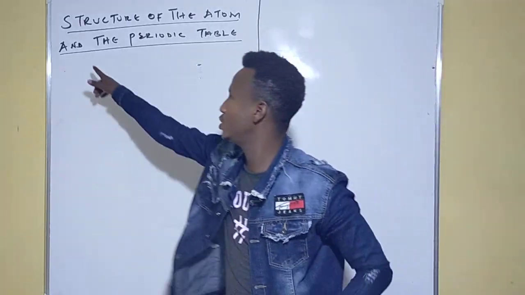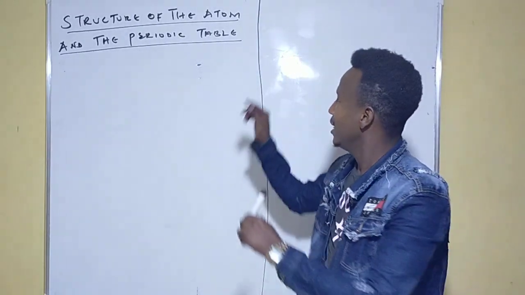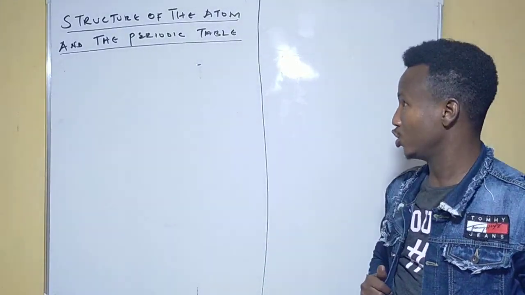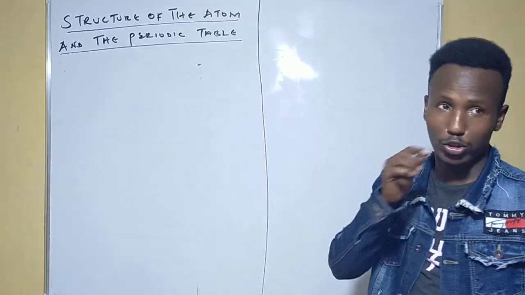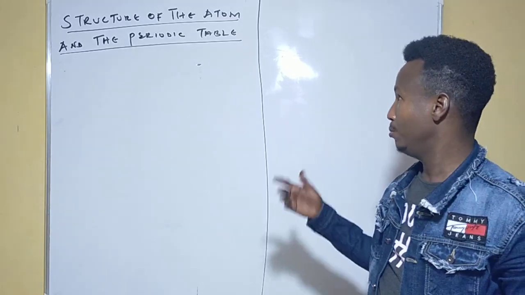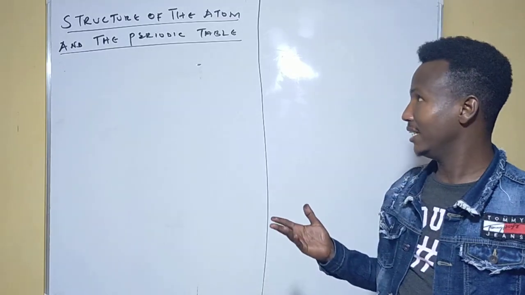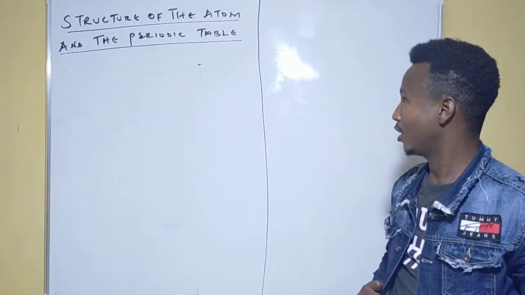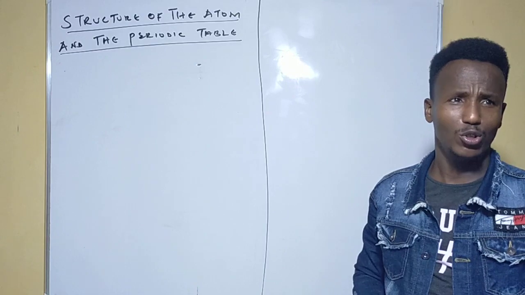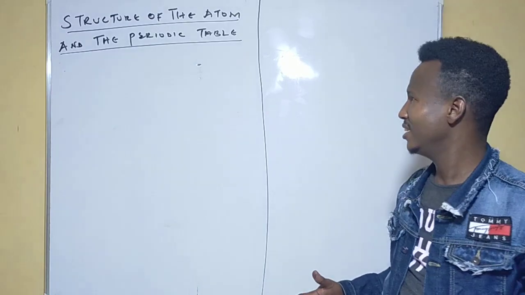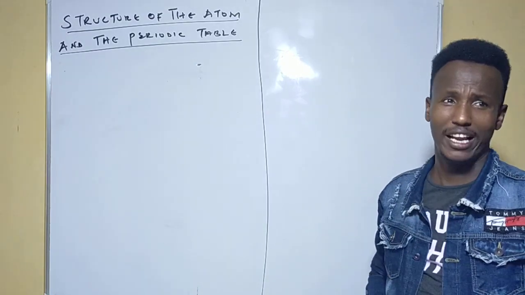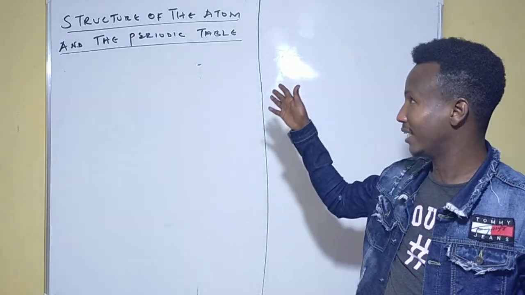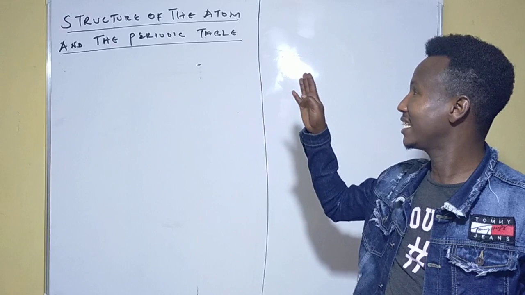The reason why they're using the conjunction "and" is that the structure of the atom and the periodic table have got some relationship. Because in the periodic table we'll be learning the first 20 elements, how they form their ions. So many things you're going to learn, by the way: electron configurations, and how to determine the period and group of an element. But before we proceed to that, we are going to discuss the structure of the atom.